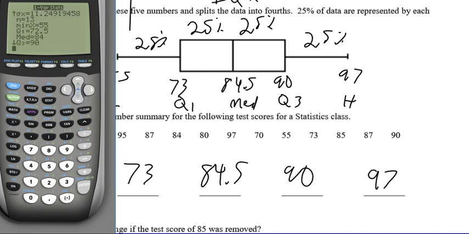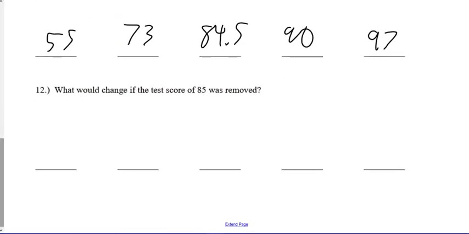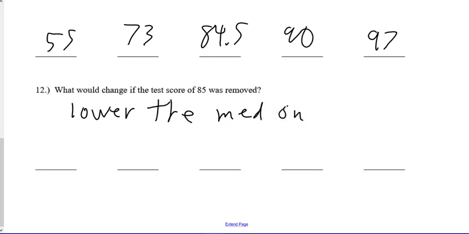Now I have 13 numbers. My minimum and my maximum did not change, obviously. But look at the median. What happened? It went down. Since the 85 was higher than the median, that was pulling it right. Taking the 85, taking any number right of 84.5 shifts the median down. It shifts Q1 down. It did not touch Q3. So it lowers the median and Q1.